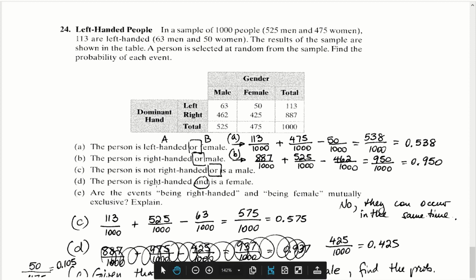For part D, notice the change in verbiage here, we're looking for an AND probability. Part D says, what is the probability that someone is right-handed and female? We can look that up directly from the table. The number of right-handed females is simply going to be 425 over 1,000 for a probability of 0.425.